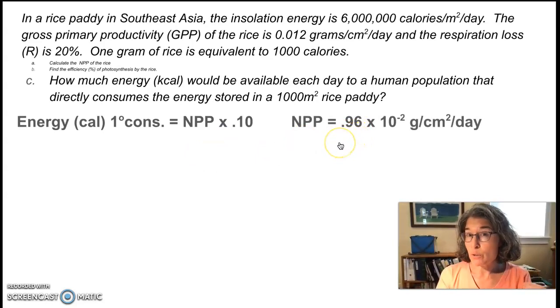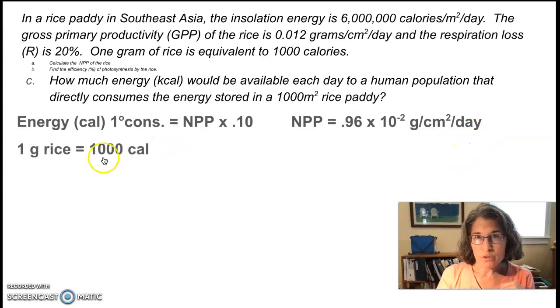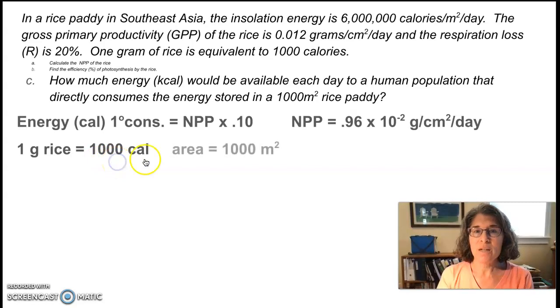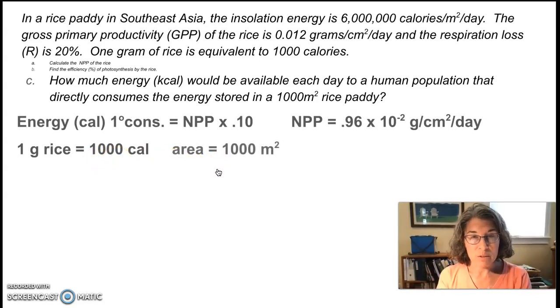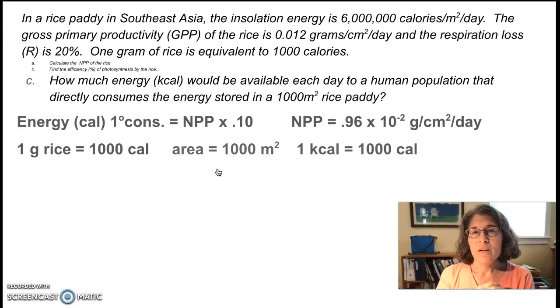We also know from our earlier problem, part A of this, that the NPP, the net primary productivity in this rice paddy ecosystem, is 0.96 times 10 to the negative second grams per centimeter squared per day. We also know that 1 gram of rice contains 1,000 calories. We know that the area of this rice paddy is 1,000 by 1,000 meters, or 1,000 meters squared. And we know, using our metric prefixes, that 1 kilocalorie, prefix kilo means 1,000, is 1,000 calories.